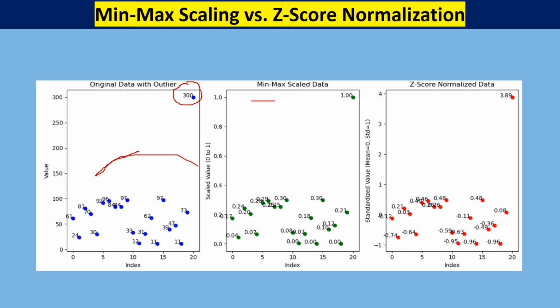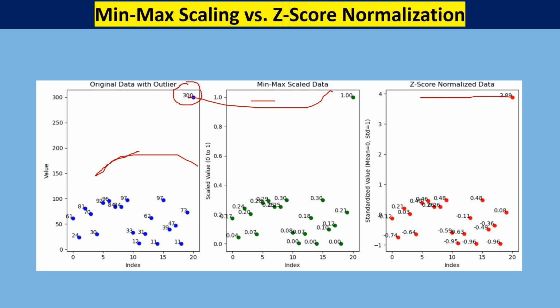Min-max scaled data transforms values between 0 and 1. The smallest value, 10, becomes 0, whereas the largest value, 300, becomes 1. Key observation: the outlier of 300 is scaled to 1, while most values shrink closer to 0. This can distort the distribution because the outlier heavily influences scaling. The spacing between values is not preserved as in the original data.